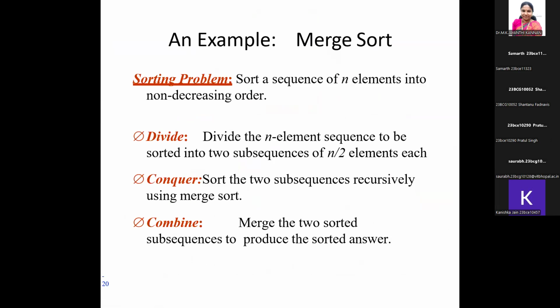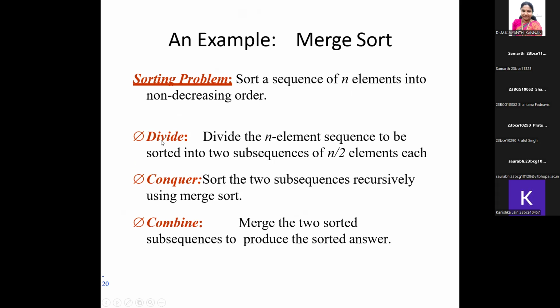The best example for the divide and conquer approach is merge sort. Merge sort means we sort, then merge; sort, then merge, and we get the overall solution. How are we using this logic? In the sorting problem, we sort a sequence of n elements in decreasing order. The given input has n elements in unsorted form, and we need to sort the given unsorted elements of size n.